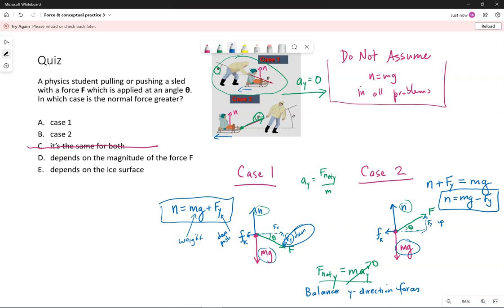So the y component of the force has the same numerical value in both cases, but because of it being down in one case and up in the other, that affects the balance of the forces in the y direction and in turn affects the normal force. So coming back to the problem, we want to know in which case is the normal force greater. Well, case 1. In case 1, the ground has to counteract both weight and the downward push. The normal force in case 2 will be smaller, simply because of how that pulling force is applied.